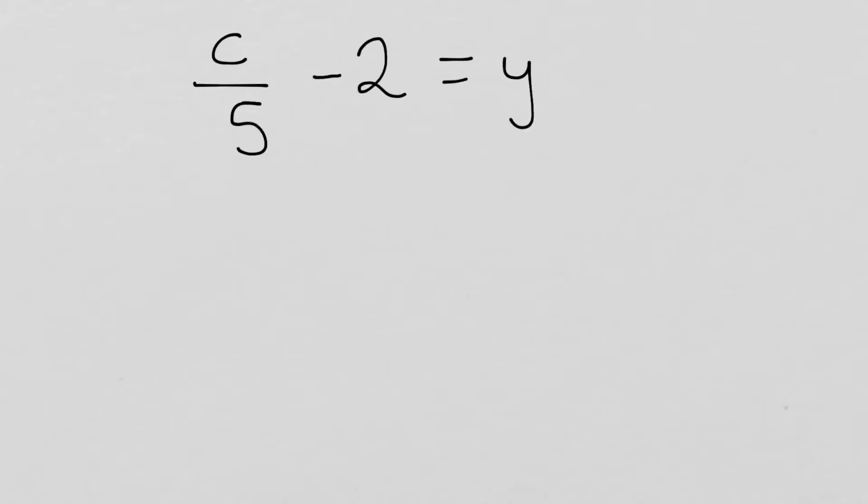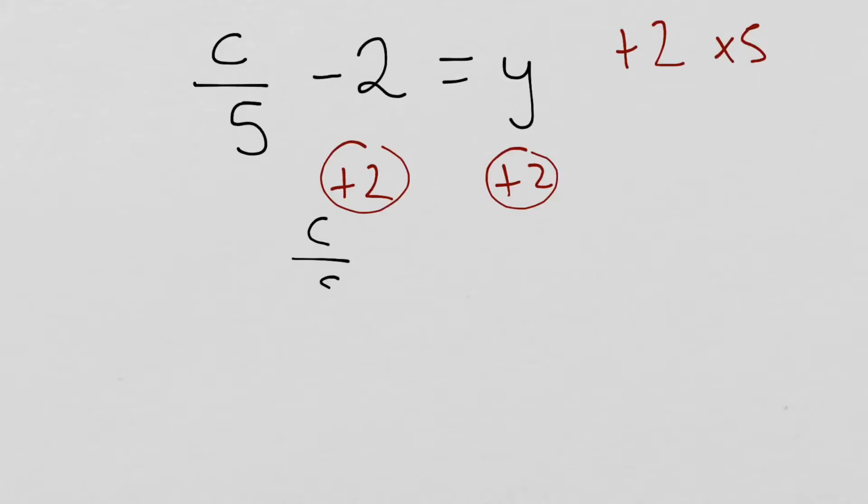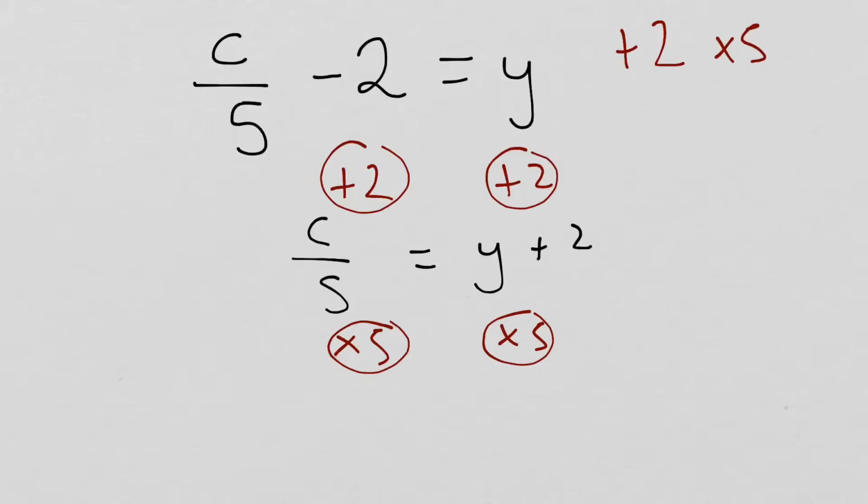Right, let's try one with divide. So same steps, we need to add 2 and then times by 5. So add 2, so we get c over 5 equals y add 2, times by 5, times by 5. Now in algebra, when we multiply by a number, we normally put the number at the front, so it's 5 times by y add 2. I'd need brackets around y add 2, and I don't need to write the times symbol in the middle, so I can leave my answer like that. And again, look, that comes from the top. Add 2, times by 5.